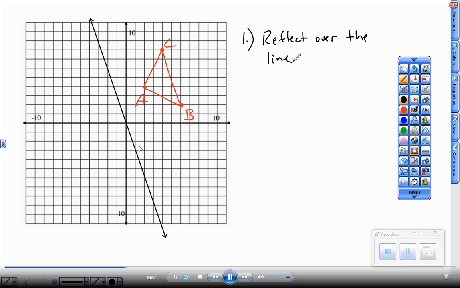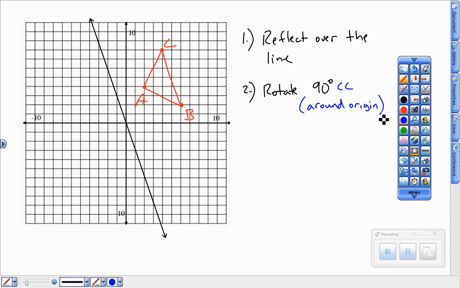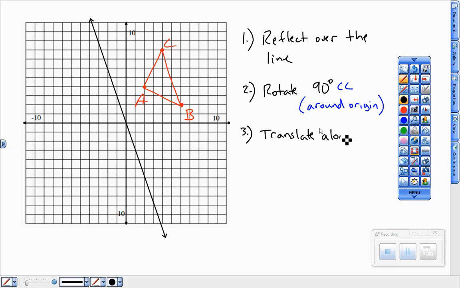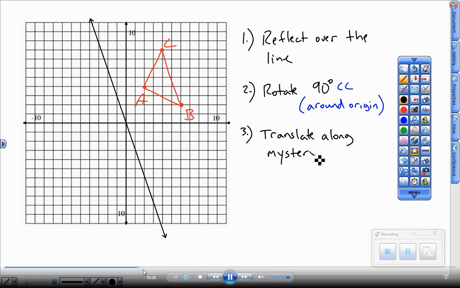The reciprocal opposite is going to be 1/3, but it's going to be weird because you need to approach it on that slope, but in the backwards direction. I'm going to have you rotate 90 degrees counterclockwise around the origin to the left. I'm hoping I do. Maybe I go to the right. We'll see. And then I'm going to have you translate along a mystery vector, which I'll put on after these two transformations, where I'm going to have you do that last slide.